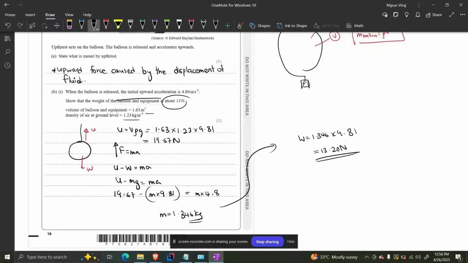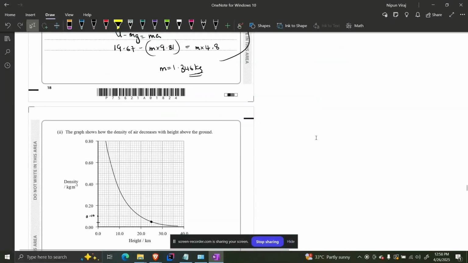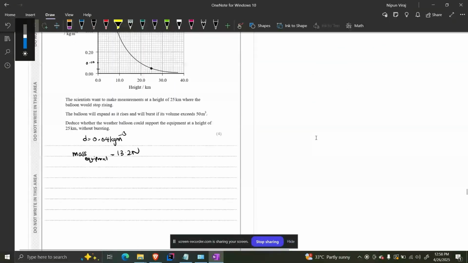Even though you go upwards, the mass won't change. Mass will not change surely. So even at this 25 kilometer point, you should support a total weight of 13.2 newtons. So let's check the upthrust which is required to support this total weight. It is equal to V rho g.